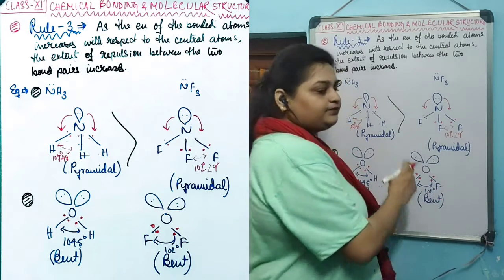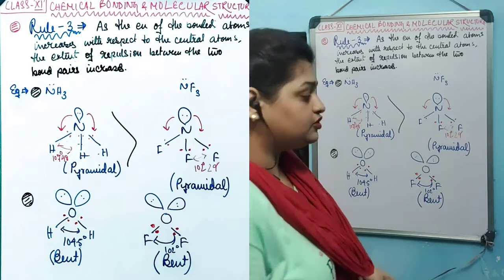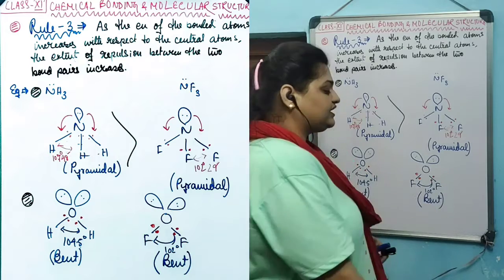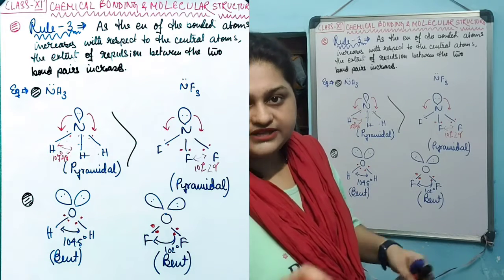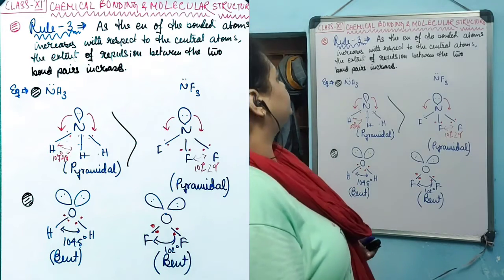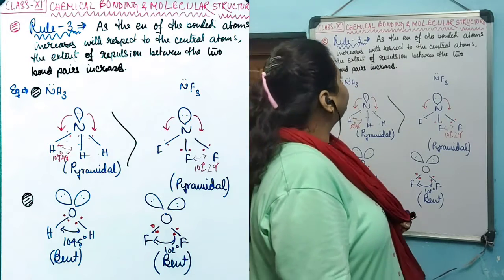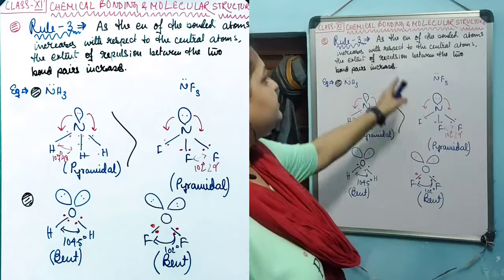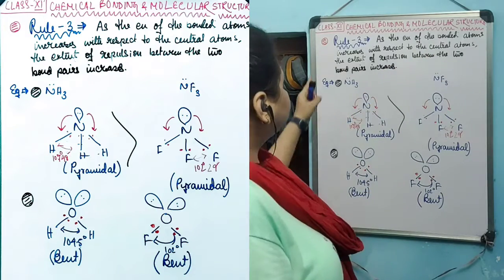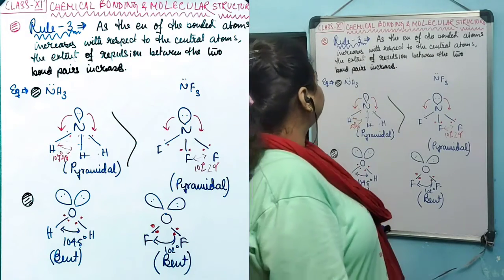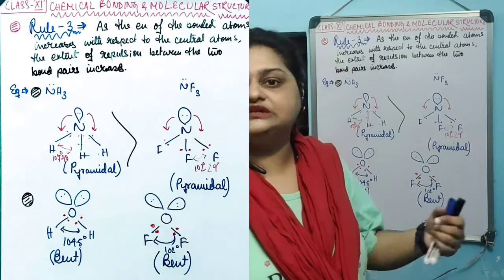That's why the decrease in bond angle can be found much more in the case of this one, but not in the case of this one. That's why the third VSEPR rule says, as the electron density of the bonded atom increases with respect to the central atom, the extent of repulsion between the two bond pairs also increases.